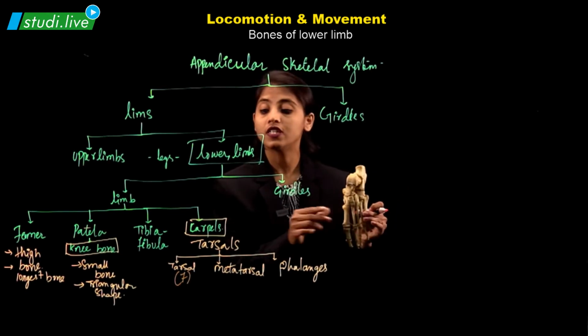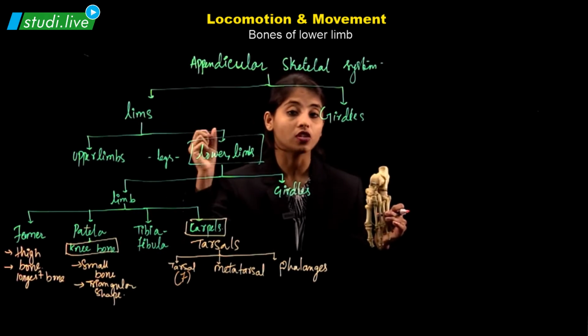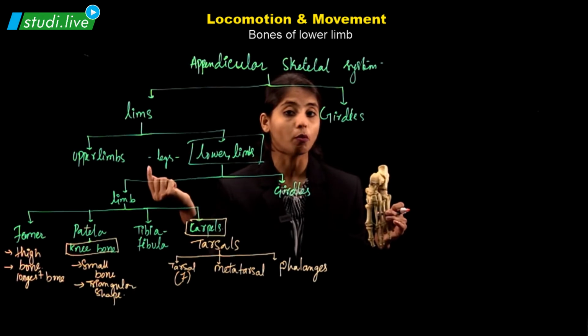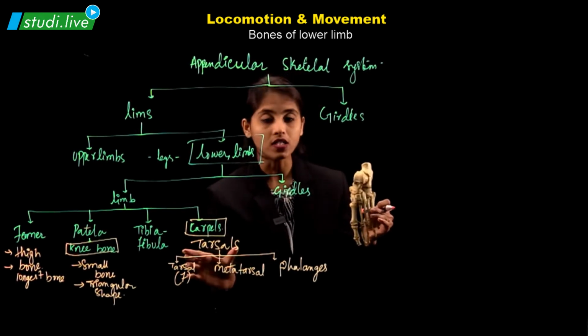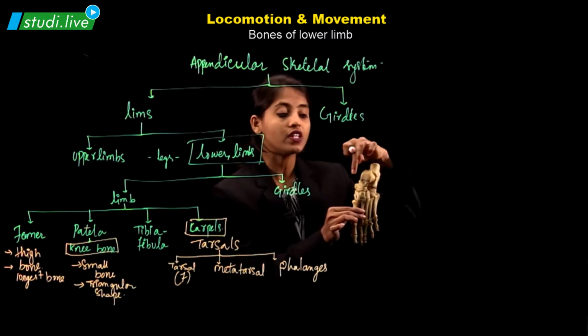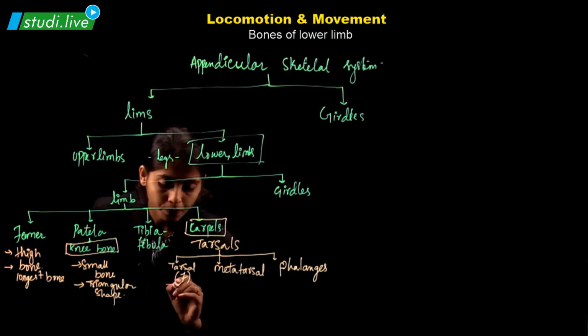Same as we see the carpals. We have 8 carpals in our wrist region, and with which it is responsible for the movement of the wrist. Similarly, for the legs we have tarsals, and they are altogether 7 small and different sized. You can say irregular.